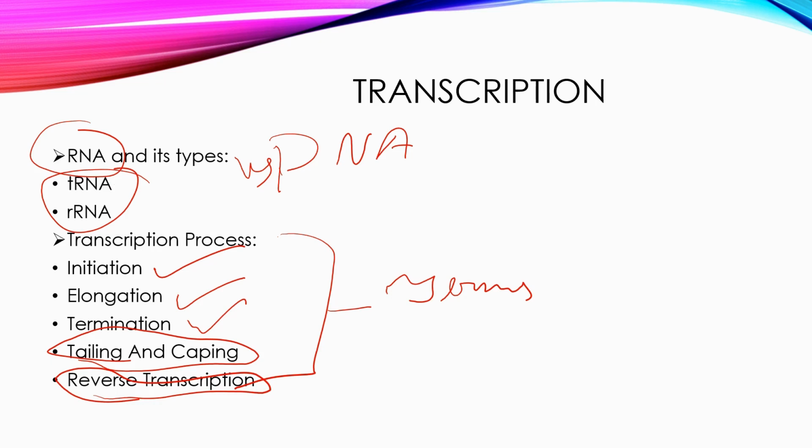For the tRNA, you have to draw the clover leaf model and describe how it is made. That will be very important if it comes, and it generally comes in the short notes. For the transcription process, it can come in long answer type questions.